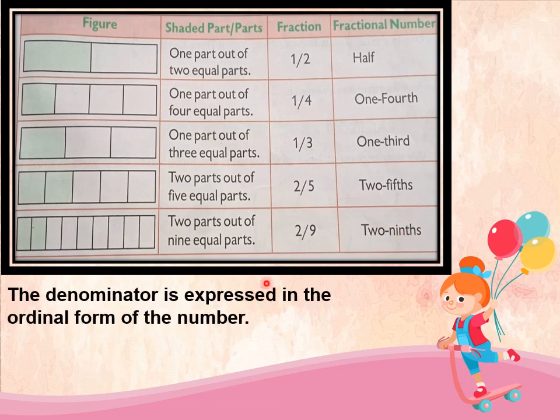The denominator is expressed in the ordinal form of the number, meaning third, fourth, fifth, sixth, seventh, eighth, ninth, tenth. So fraction equals numerator upon denominator.